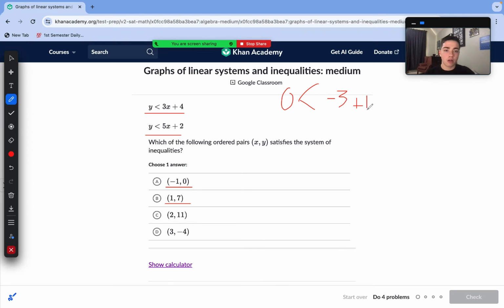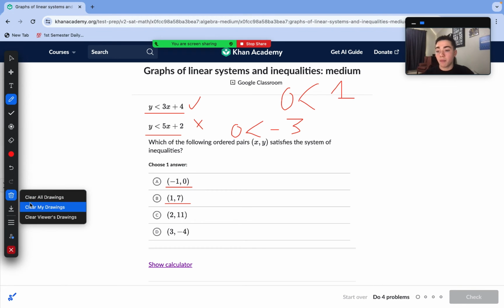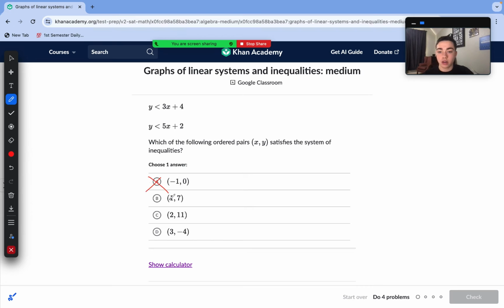So our first inequality looks like negative 3 plus 4. That is positive 1, and 0 is less than 1. So it fulfills our first inequality, but it needs to fulfill both of them in order to be a correct answer. Once again, our y is 0, and then our x is negative 1. So that turns into a negative 5 plus 2. Negative 5 plus 2 is negative 3. And negative 3 is not greater than 0. So it does not fulfill the second equation, meaning answer choice A is incorrect. Moving to answer choice B, we once again substitute it in.